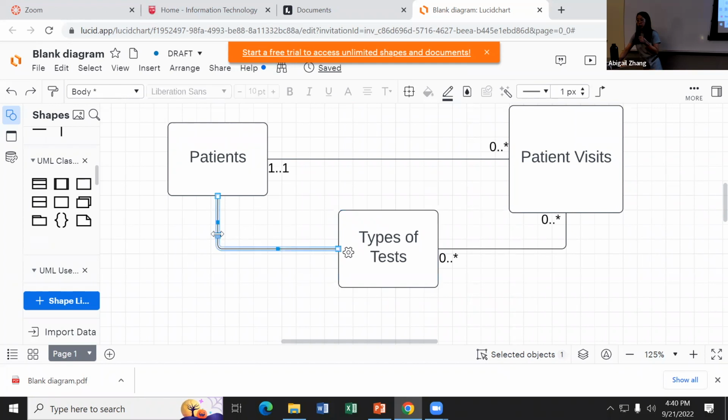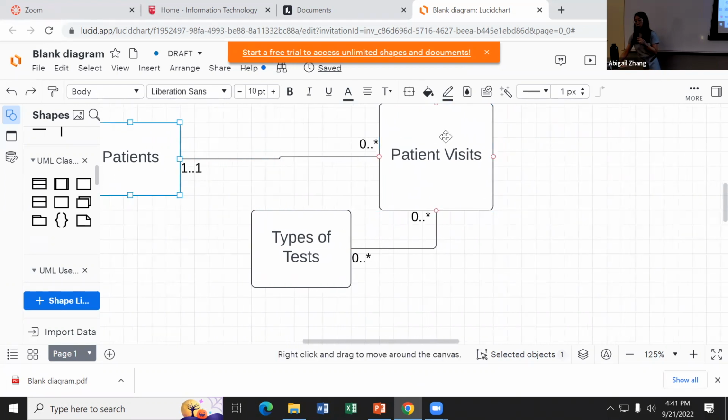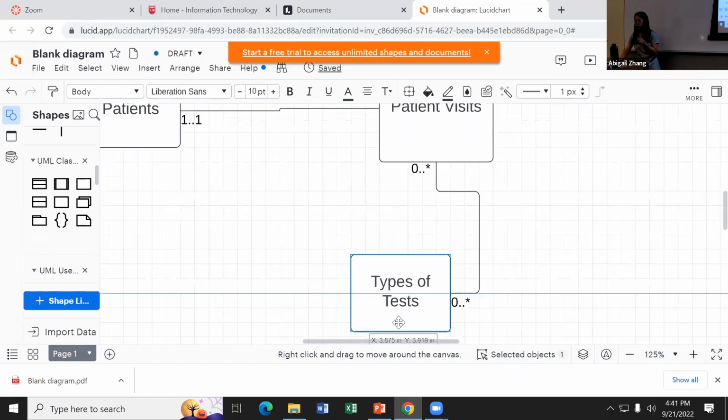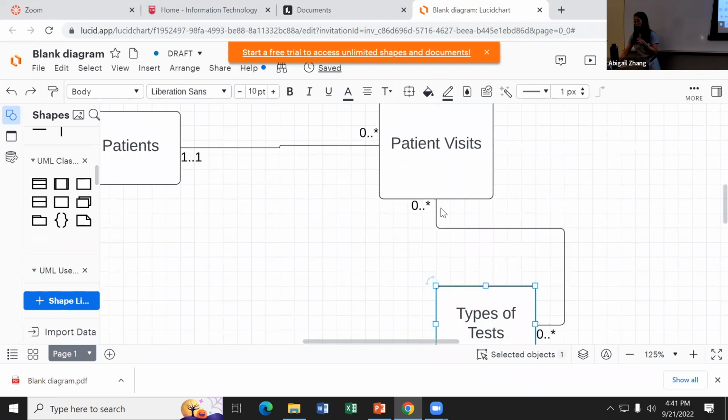Right? So because we said that the only way patients can be associated with tests is via the patient visit, right? So then we already model that relationship. So here it's not necessary to model directly from patients to types of tests because that can be inferred from this relationship. Okay, so essentially what we are doing here is just patients to patient visits, and then patient visits to types of tests. So I want to put them on the horizontal line here so that they look better.